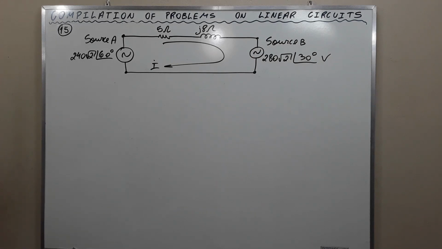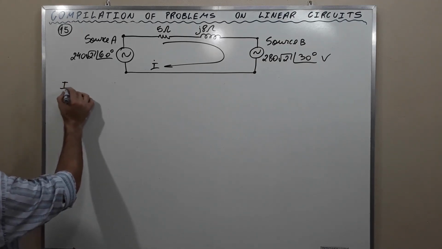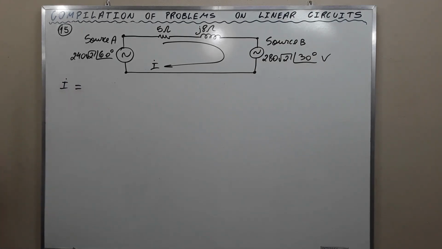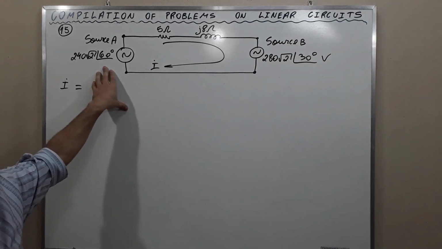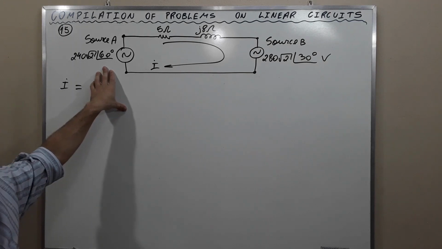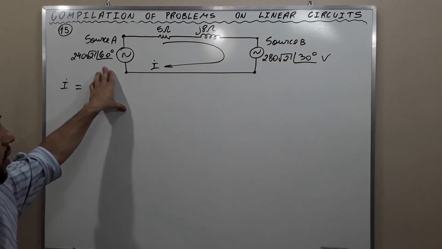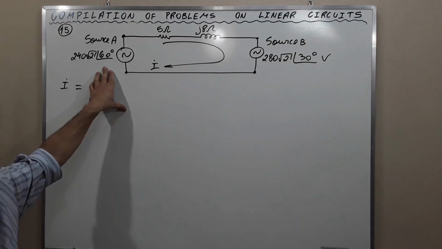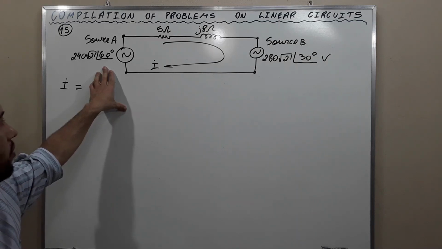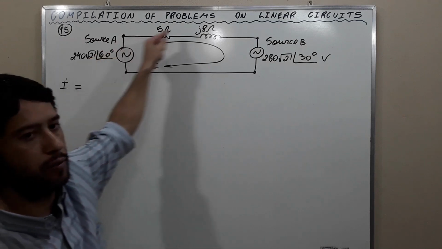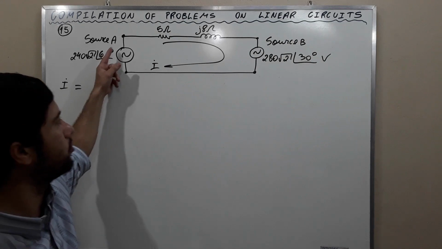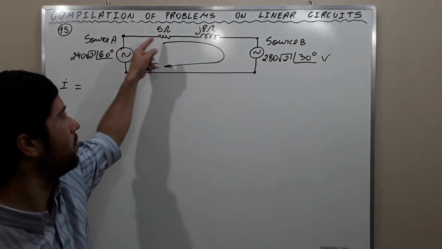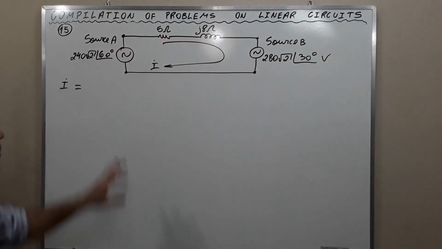Firstly, we will work on the current phasor. Observe that we are taking source A as a reference. Source A is our reference. And we are considering the current as supplied by source A, okay? The current goes from source A to the other elements, including source B.